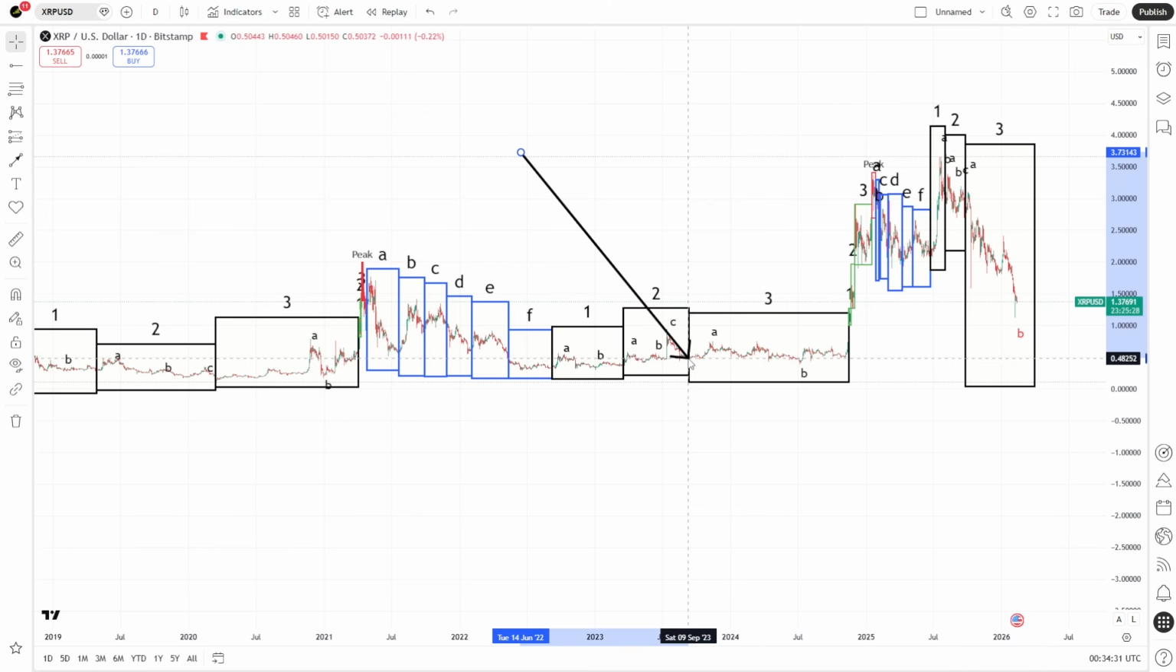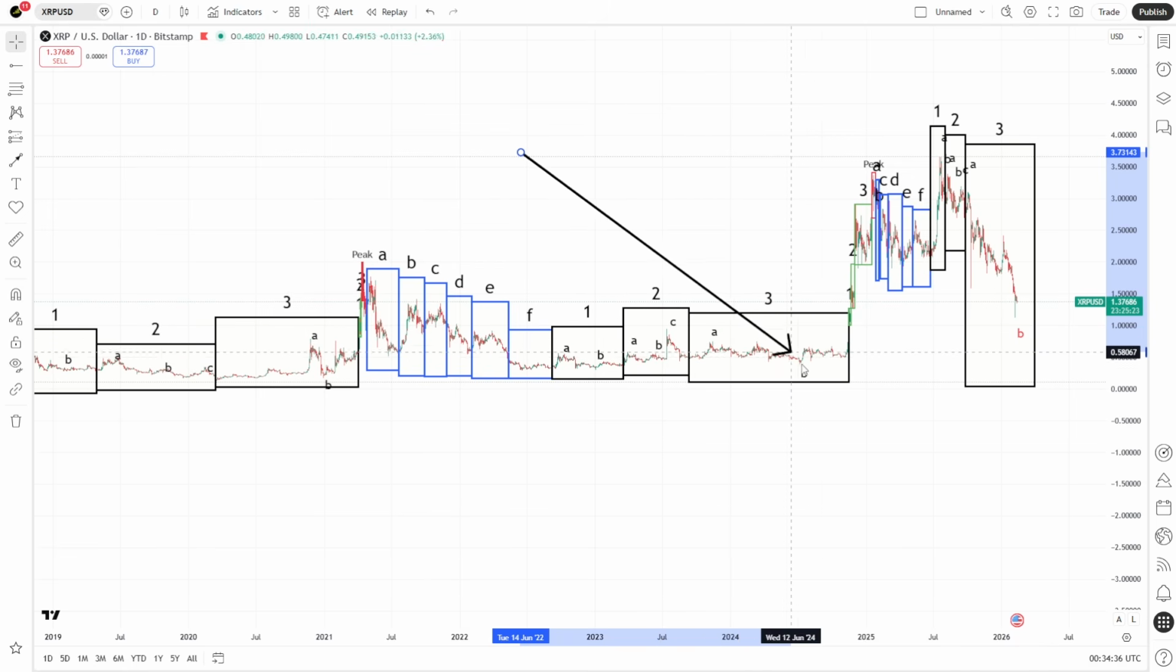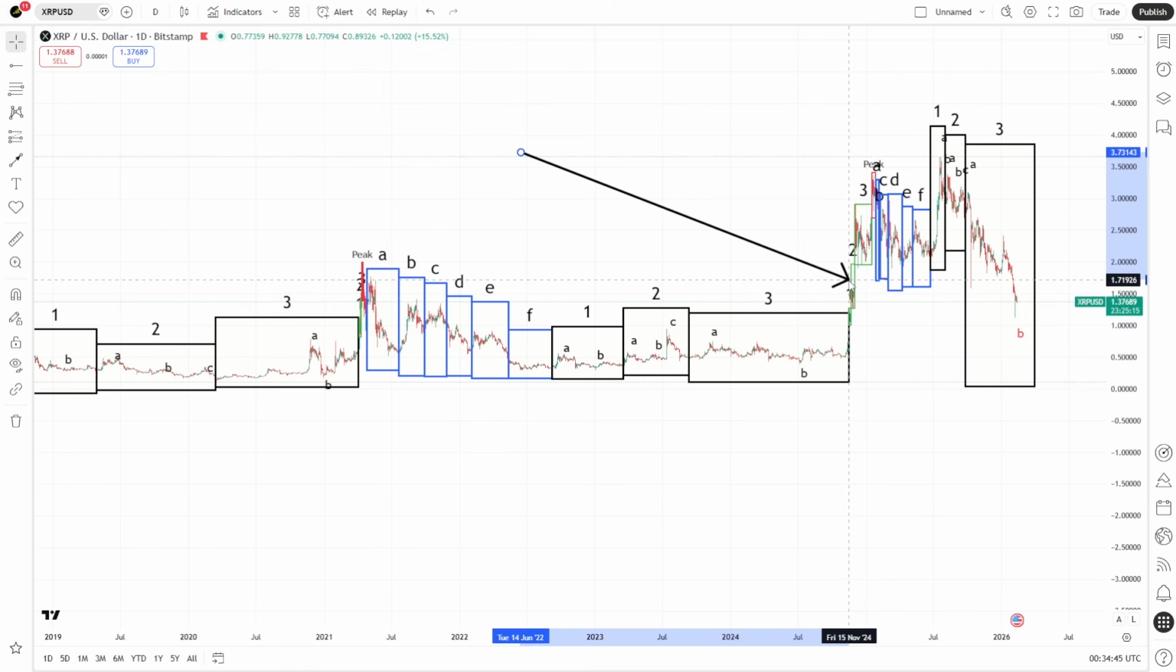And then finally, in the third structure, price moves up to a peak, which is part A. It then declines to a low, which is part B. And then it moves back up again. It recovers, does a second correction, and then goes into the bull run.